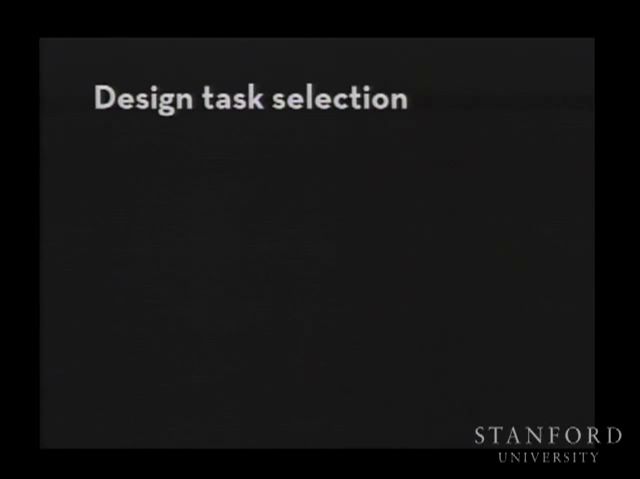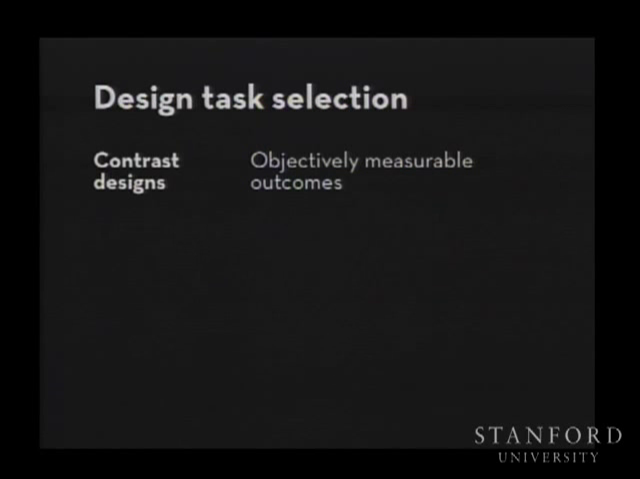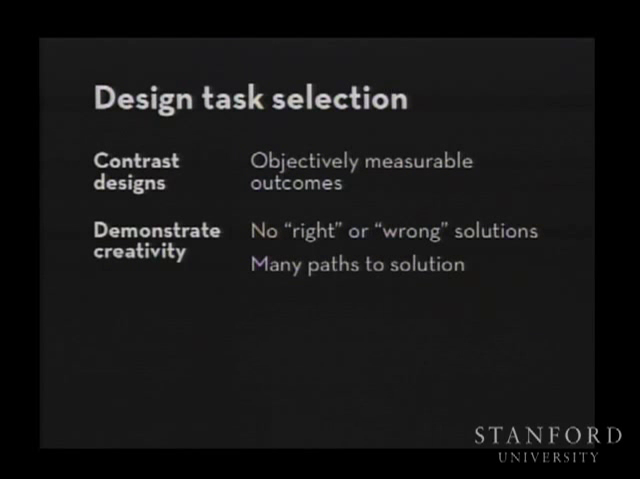So the trick here, and as many creativity researchers have pointed out, it's very difficult to measure what's going on creatively in one's head. The trick here was picking a design task that was somewhat representative of real-world design, yet at the same time allowed us to compare outcomes, compare the different things that people come up with. So the criteria for our task selection included, it needed to have an objectively measurable design outcome. We needed to be able to demonstrate creativity. So that meant there should be a variety of different solutions possible, not just one solution, and many different paths to get to that solution.